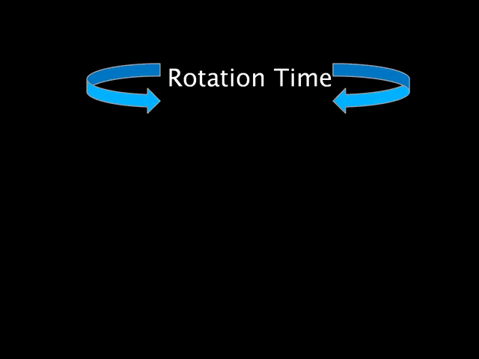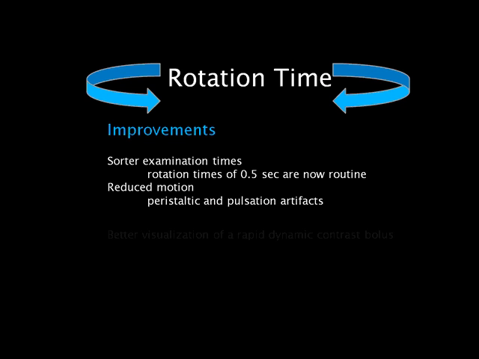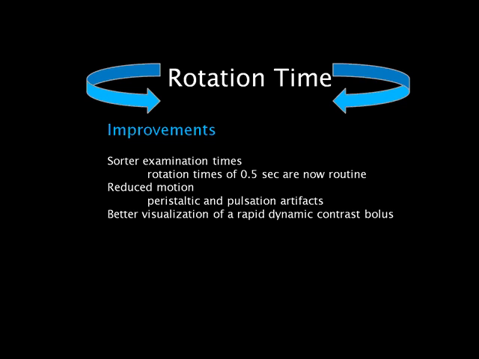Rotation time with MDCT has had improvements. And we're talking about the tube rotation time, the gantry rotation time. There are shorter examination times. Rotation times of half a second are now routine. There's been a reduction in motion from peristaltic and pulsation artifacts. And there's been better visualization of a rapid dynamic contrast bolus.